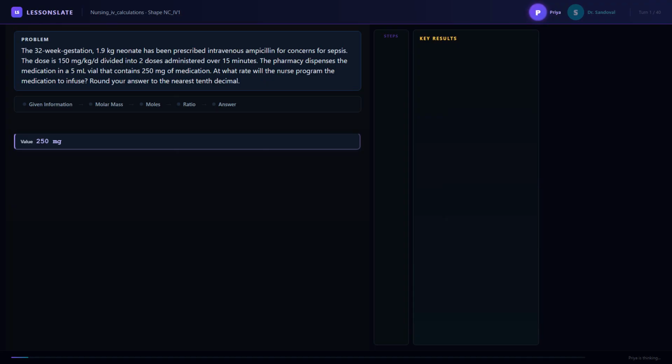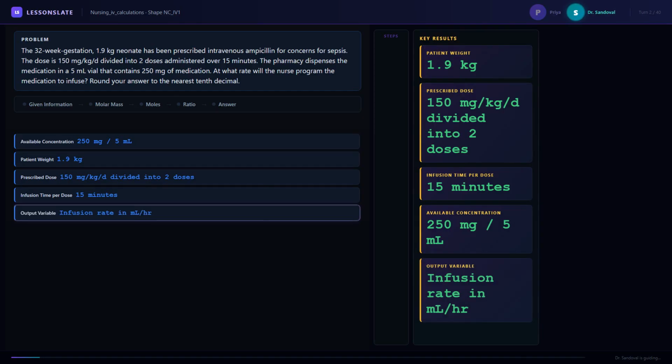Round your answer to the nearest 10th decimal. Is it asking for the rate in milliliters per hour or milliliters per minute for this infusion? This problem's wording can be a bit tricky, Priya, especially with how the dosing is broken down and the final rate unit. It's a very common point of confusion that we should clear up right away. Since the question asks for the rate the nurse will program the medication to infuse, we're looking for an answer in milliliters per hour, as that's how infusion pumps are typically set.